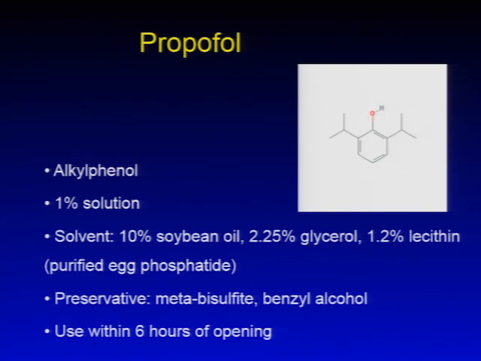Next agent we're going to speak about is propofol. This is an alkyl phenol, usually prepared in a 1% solution. The solvent is typically 10% soybean oil, 2.25% glycerol, and 1.2% lecithin, which is a purified egg phosphatide. Preservative is typically metabisulfite and benzyl alcohol.